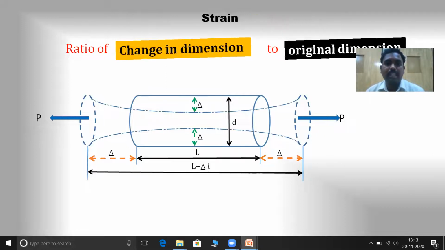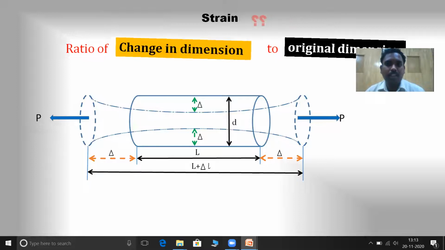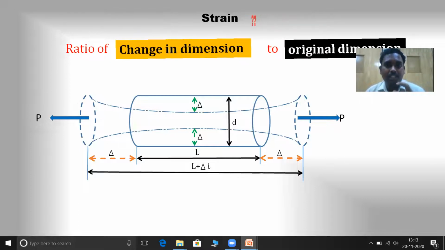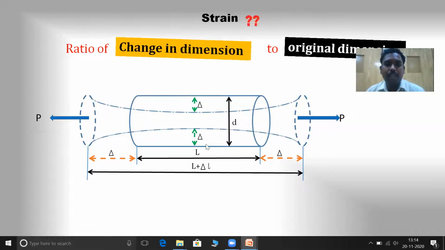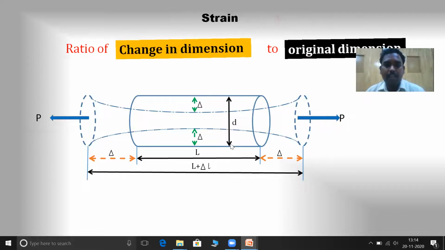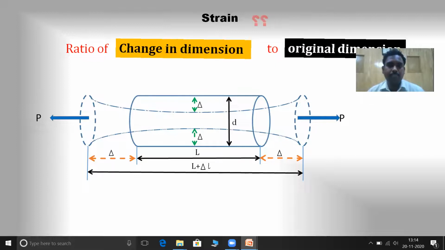In the same way, students, there is a change in diameter also. If you clearly observe, there is a change in length, and definitely along with that there is a change in diameter also. That change is represented with the help of a green color arrow mark, written as delta. Students, see, the original diameter is represented with D, whereas the final diameter is this much, very small, the minor diameter. What is the change? That is represented with the green color arrow mark, that is delta.